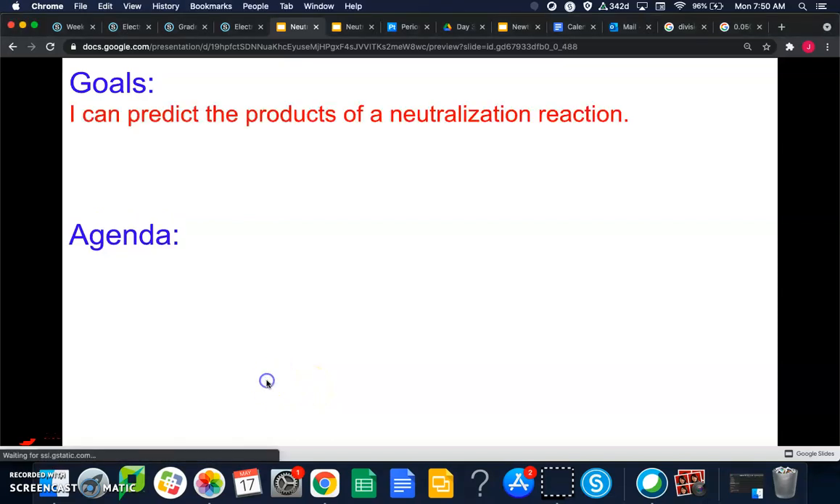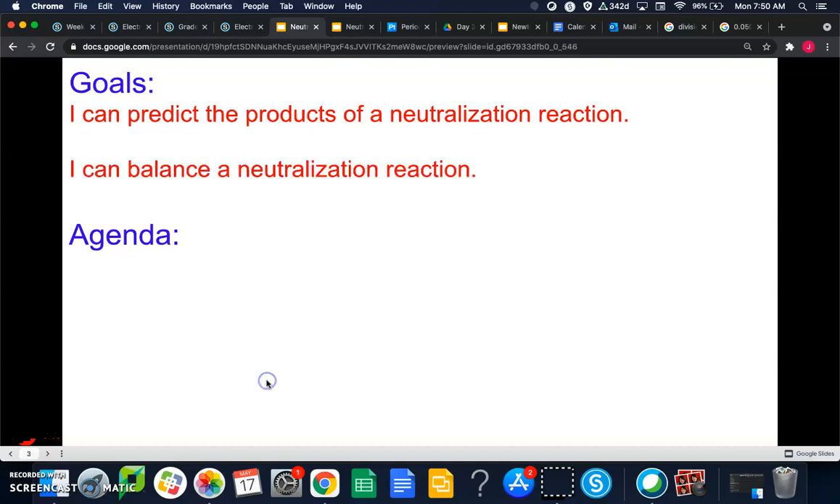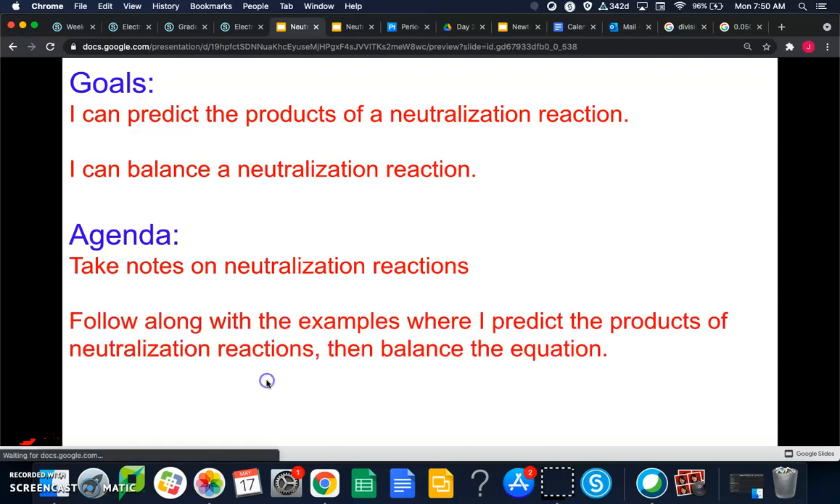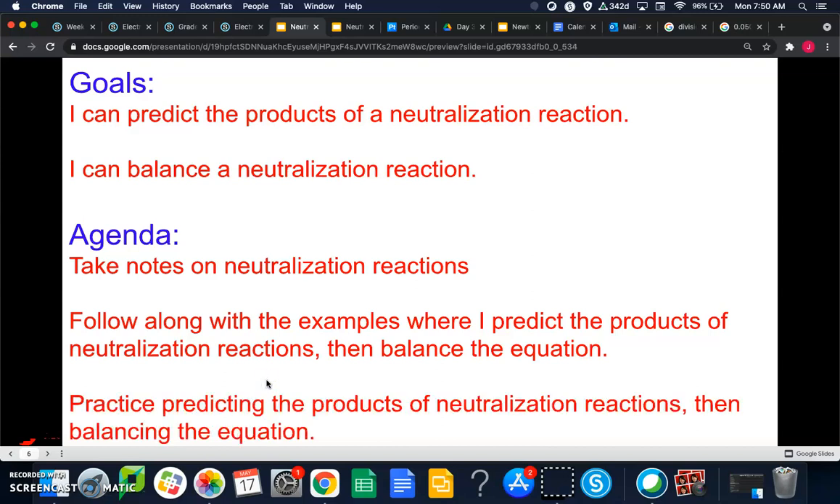Alright folks, our goal for today is that you can predict the products of a neutralization reaction, and then after you predict the products, that you can balance the reaction. So the agenda for today: we're going to take notes on neutralization reactions. You're going to follow along with the examples where I predict the products of neutralization reactions and then balance the equation. And then you're going to get some practice predicting the products of neutralization reactions and then balancing the equation.